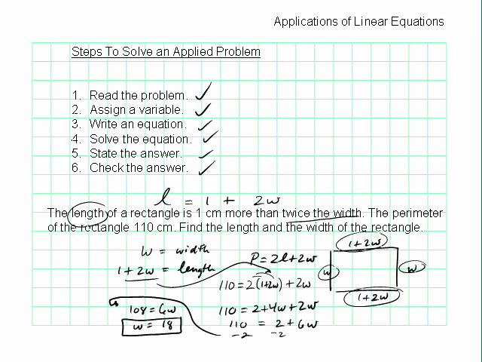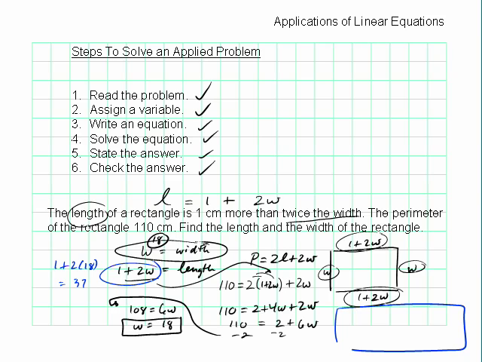The width is 18. Now the question is find the length and the width, so we also need the length. So if I go right up here, I've got that the width is 18. And now I can get the length. The length will be 1 plus twice 18, which is 37. And so I'm going to write my answer down here. The length is 37 centimeters, and the width is 18 centimeters.